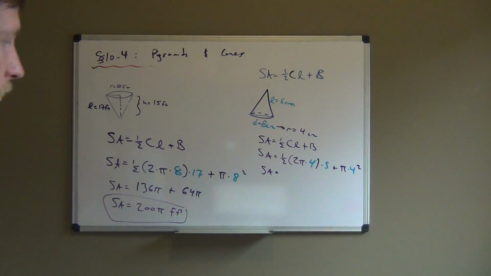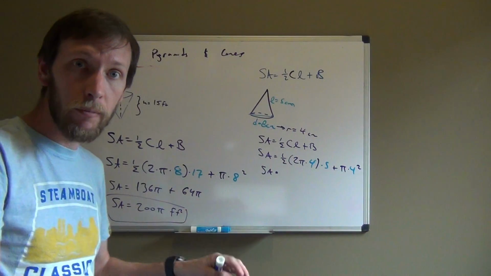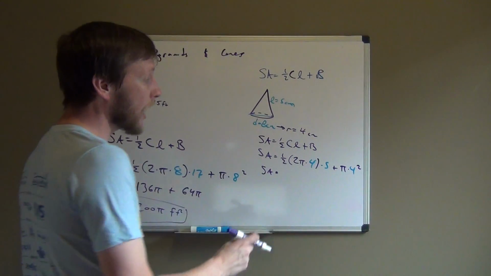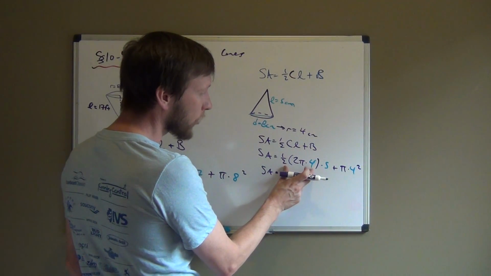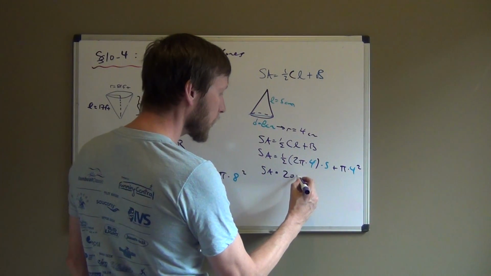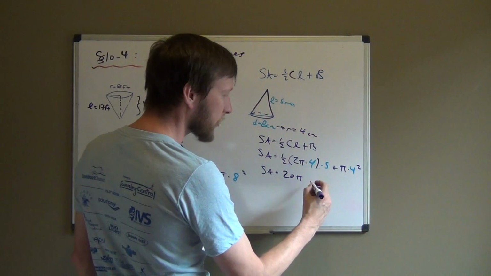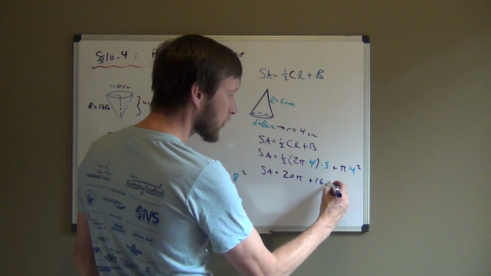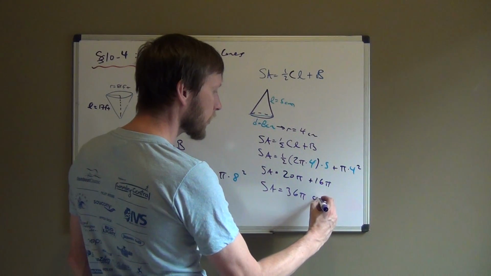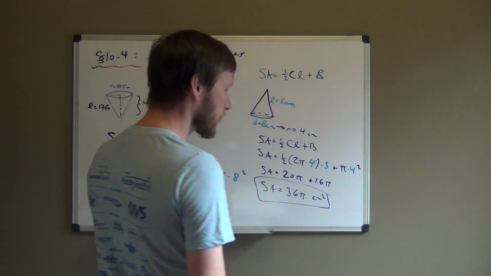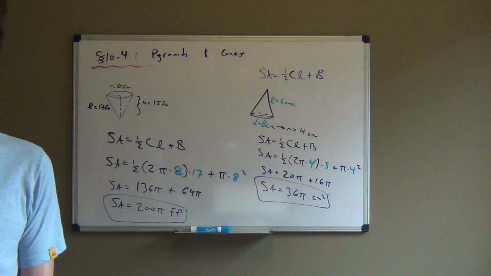Having all of that information, knowing where all those numbers come from, means that you're following. You get what's happening here. Half of 2 is 1, 1 times pi is pi times 4 is 4 pi, times 5 is 20 pi. This is pi times 16. And so that gives us a total of 36 pi square centimeters. All right? Not too shabby for cones.